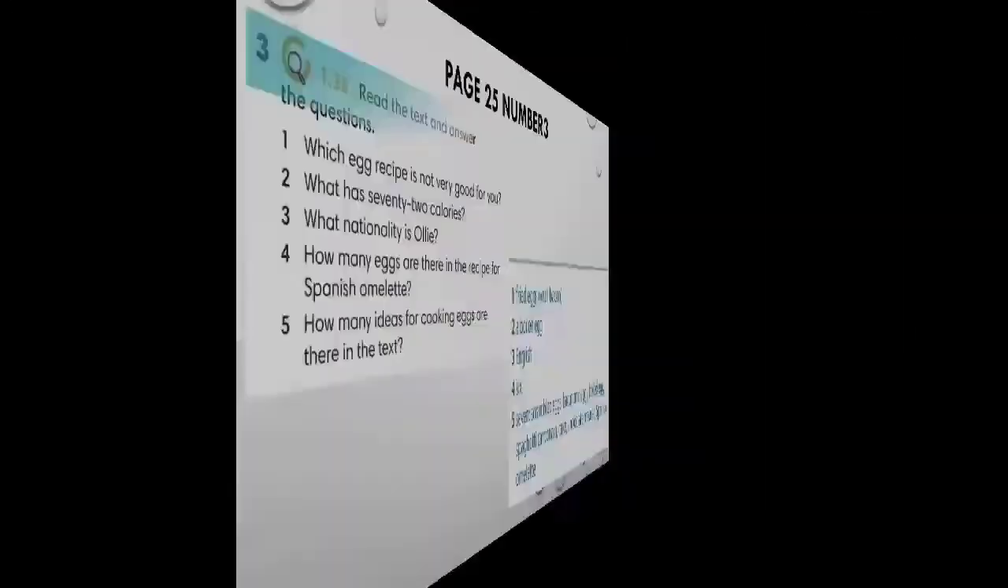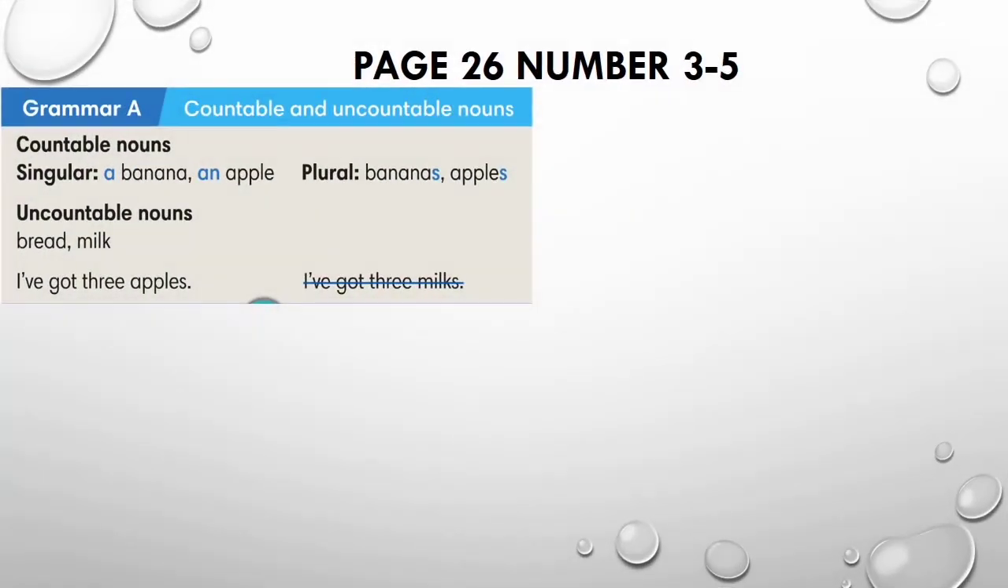Next, page 26, numbers 3 to 5, grammar: countable and uncountable nouns. We use countable nouns for things that we can count with numbers, and uncountable nouns for things that we cannot count using numbers. For example, countable nouns have singular and plural forms: a banana for singular, and bananas for plural.